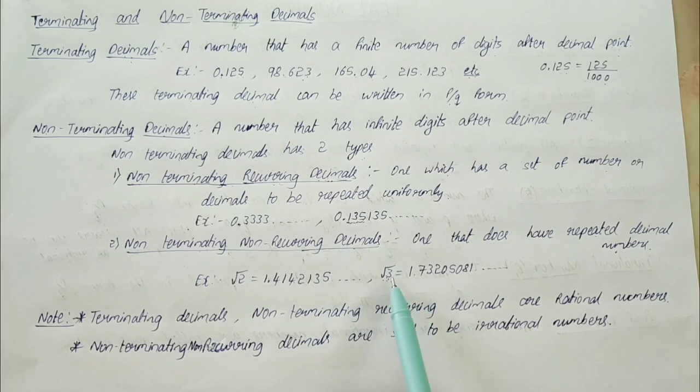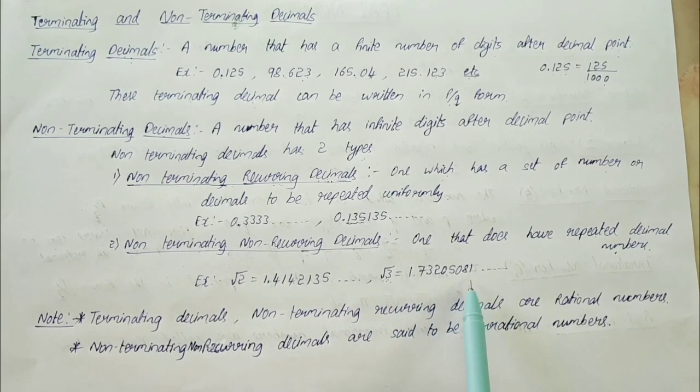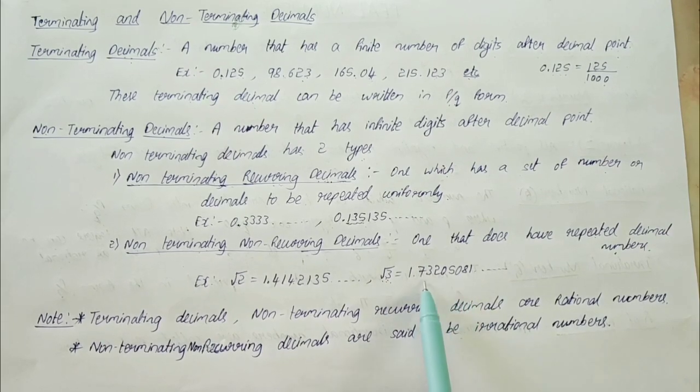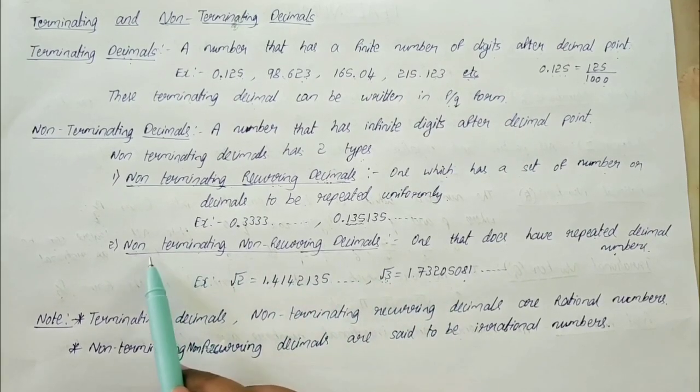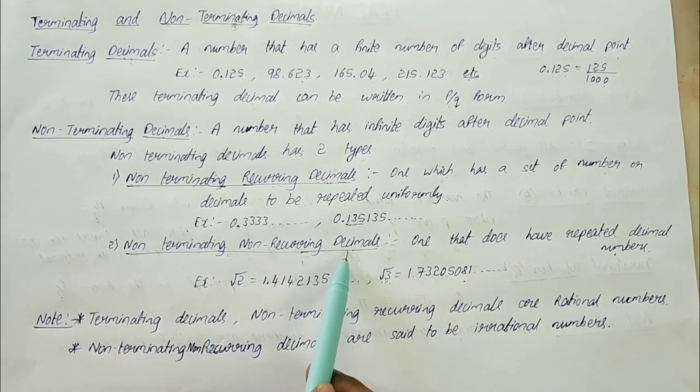repeating sequence, right? So root 3, what is the value of root 3? 1.73205081. And again there are no repeated decimals here, right? There is no certain pattern. So that's why these numbers we call non-terminating non-recurring decimals.